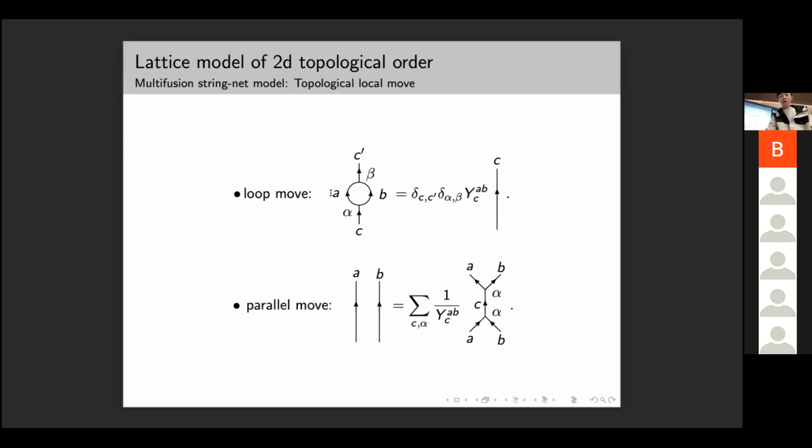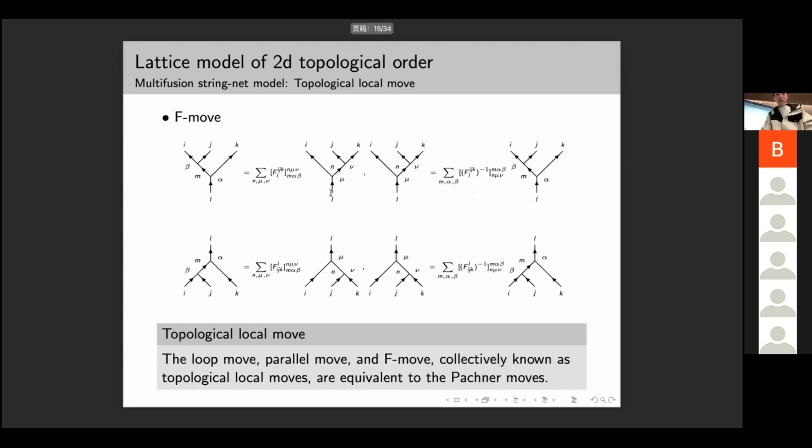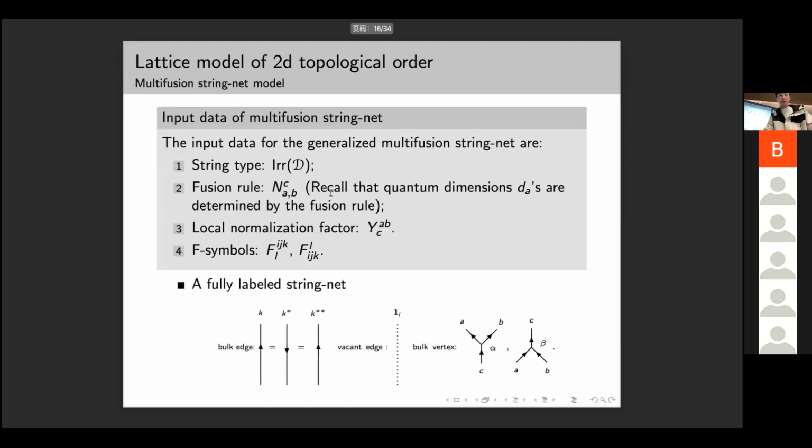The first one is that we can remove the loop. The second one is that we can transform these parallel strings into the right-hand side. And the last one is the F move. It is well known that these three local moves are equivalent to the pachner moves.